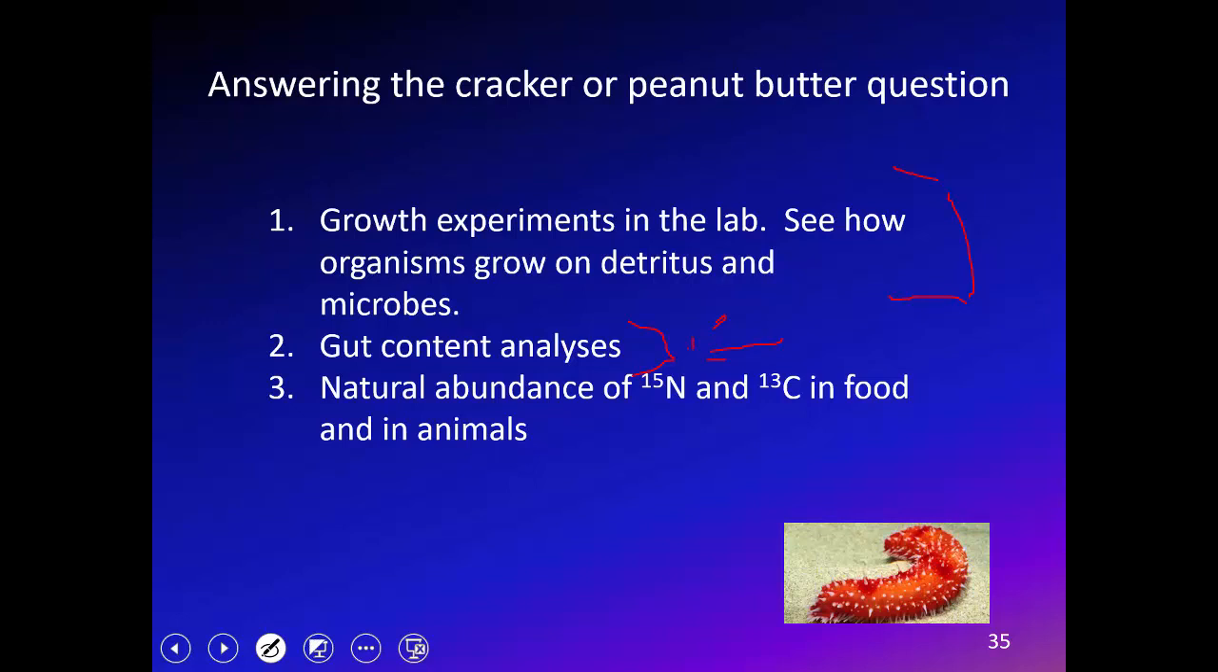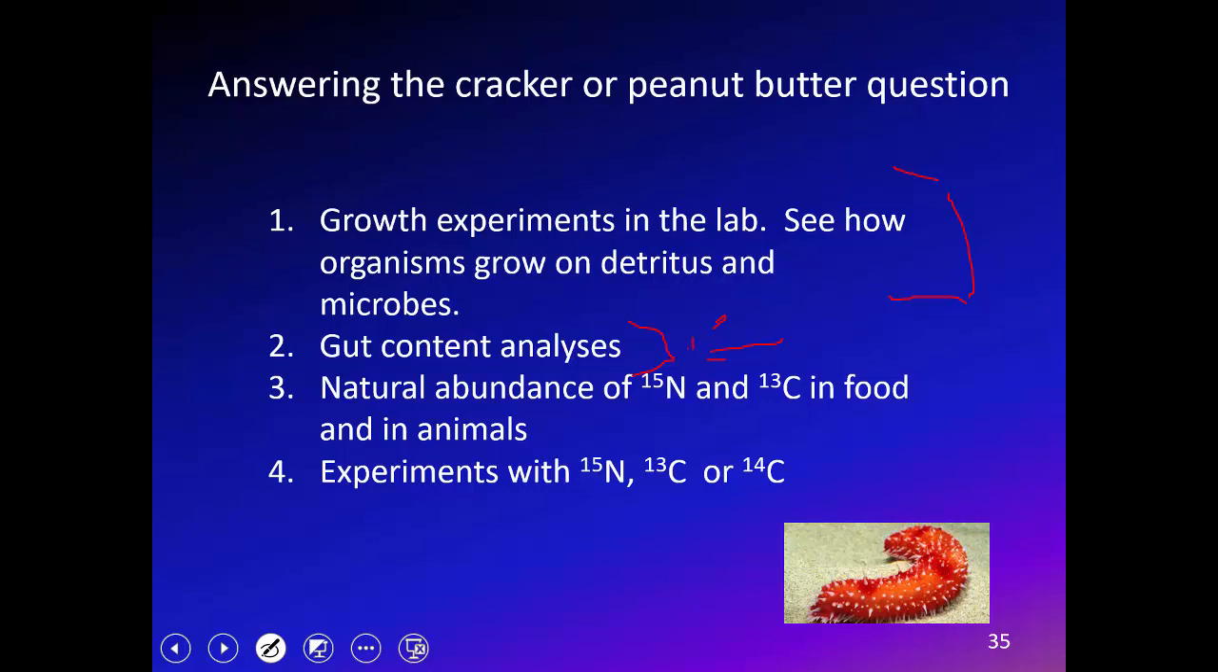One is to use a natural abundance of N15 and C13. These are just naturally occurring isotopes that we see in the possible food for these organisms, and there are ways in which you can deduce what they're eating from the natural abundance of these two isotopes. Not going to say anything more about that. I want to say a bit more about experiments.